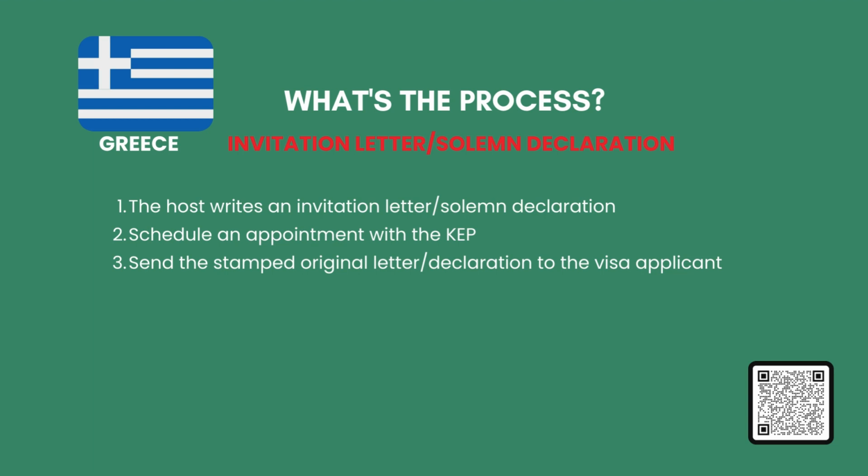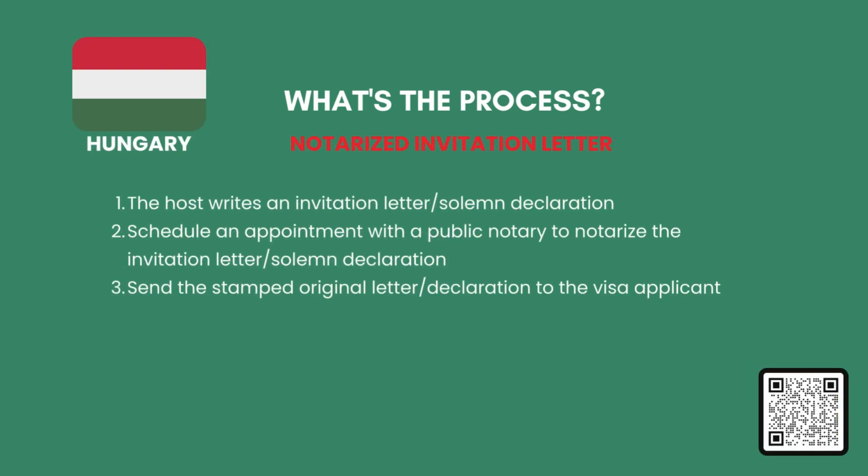For Hungary, what they need is a notarized invitation letter. Again, it's a free form letter. The host will write a free form letter, invitation letter, or solemn declaration, after which he or she must have it notarized at a public notary. Then he or she will need to send a stamped original letter or declaration to the visa applicant.